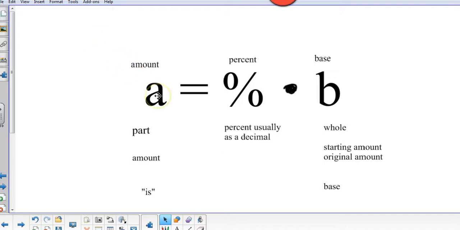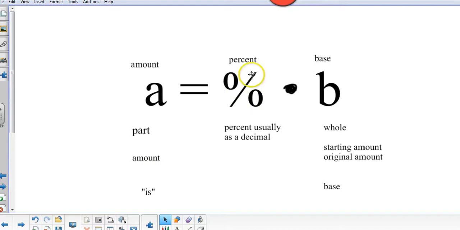So A is the amount, all right? Sometimes we think of it as the part of the whole, or it's the amount that we're trying to find when we're dealing with a percent topic. A lot of times it's associated with the word "is" in the information that we have.